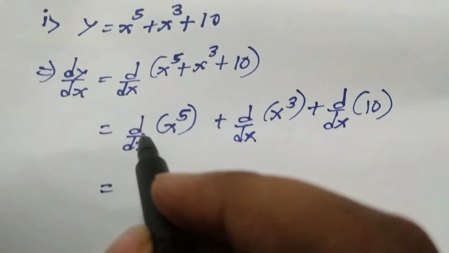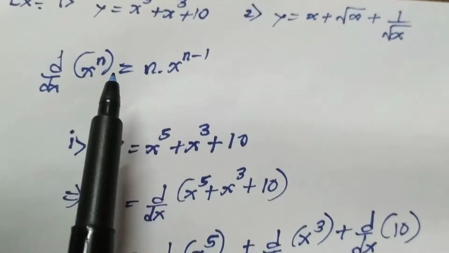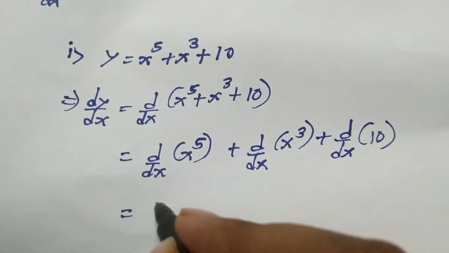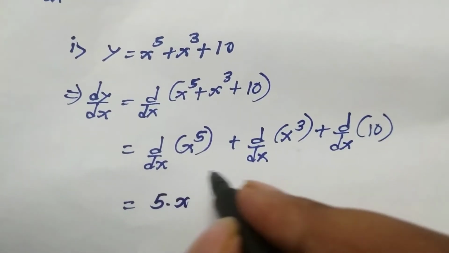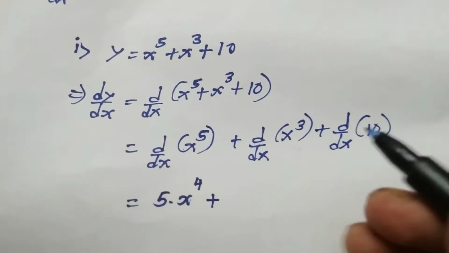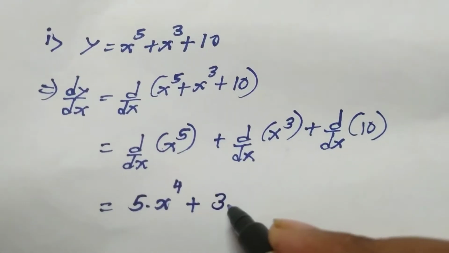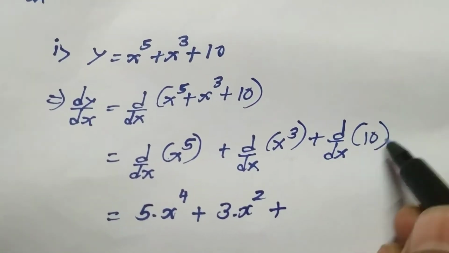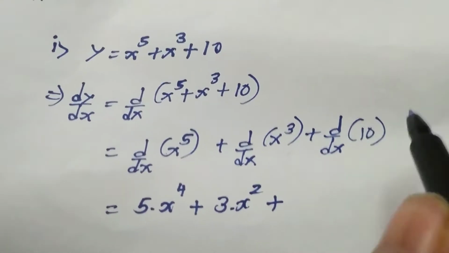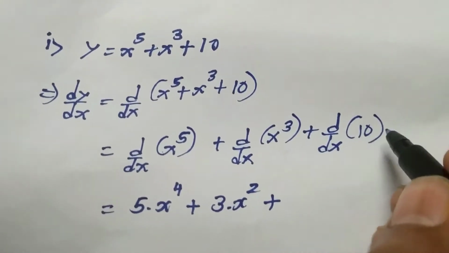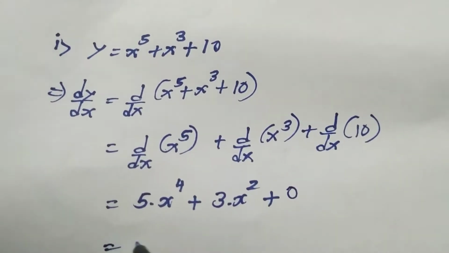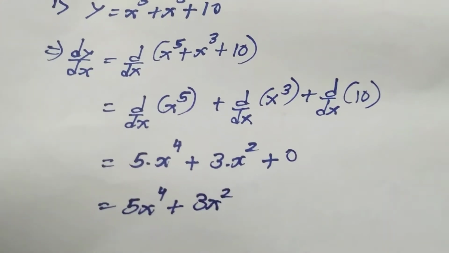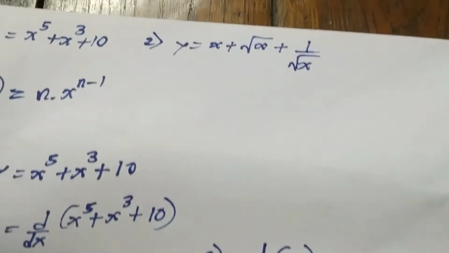So we know that d/dx of x to the power 5 can be done using this formula, where n is equal to 5. So the d/dx of x to the power 5 is 5 into x to the power 5 minus 1, which is 4, plus d/dx of x cube, which can be written as 3 into x to the power 3 minus 1, which is 2, and d/dx of 10. Now 10 is a constant, and we know that differentiation of any constant with respect to any variable is 0. So d/dx of 10 is 0. Therefore we have the dy/dx of this curve with respect to x as 5x to the power 4 plus 3x square.